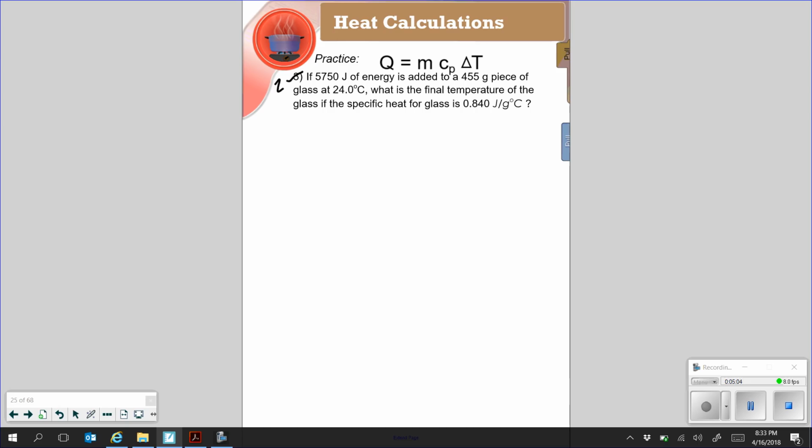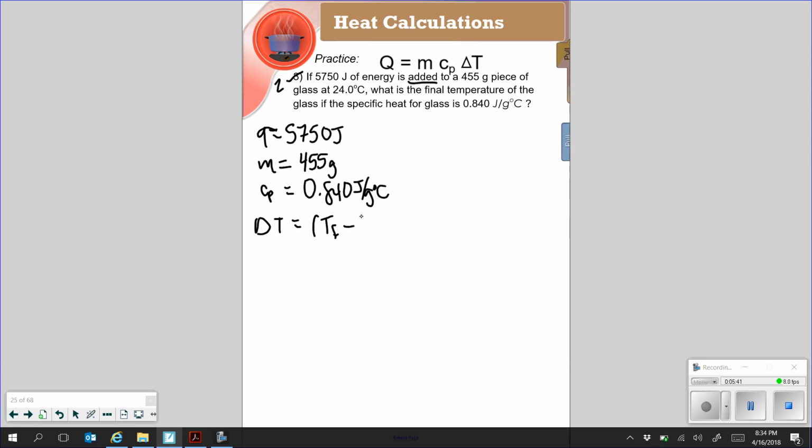So again, I'm going to go ahead and write out what I have here. So I've got Q is 5750, and that is a positive value because it's being added. My M is going to be 455 grams. My CP value, my specific heat for glass, is 0.840. And my change in temperature, I don't know the overall change in temperature. I do know my initial, so it's going to be T final minus T initial, which was 24.0 degrees.